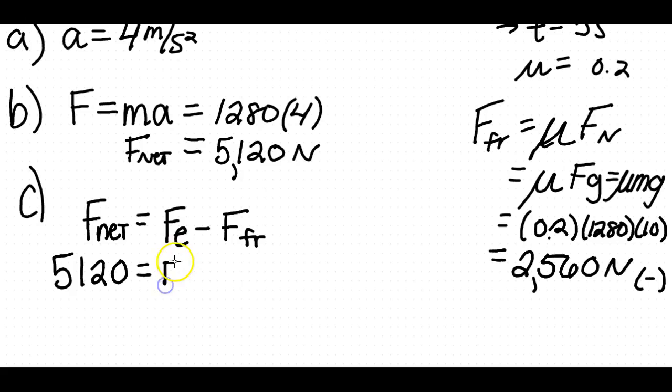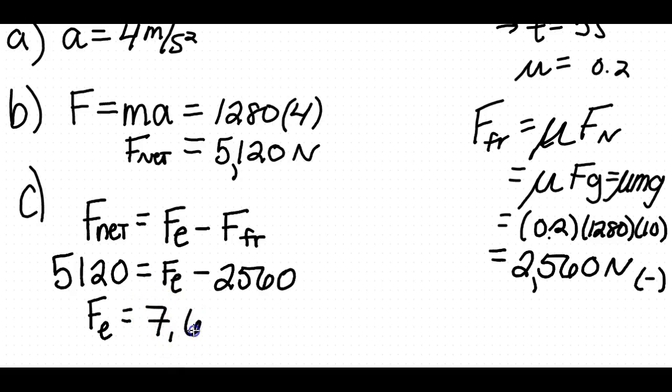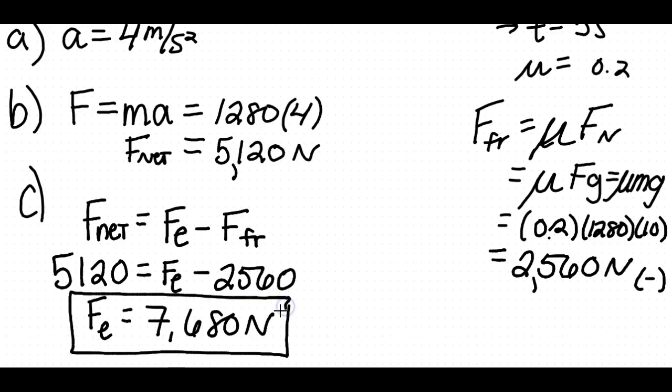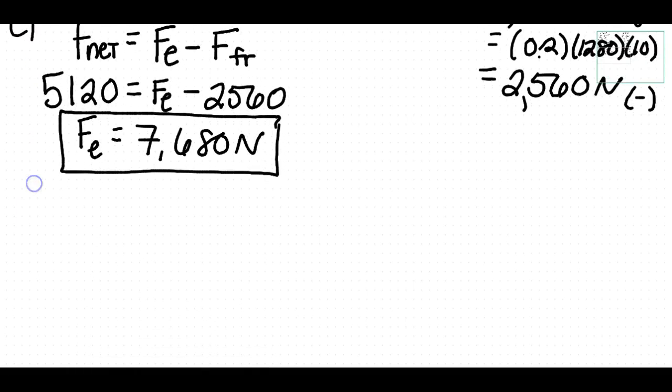5,120 is equal to force engine minus 2,560. So that means that the force delivered by the engine is going to be 7,680 newtons. Which makes sense. The engine has to deliver a force greater than friction in order to result in a net force of a certain value.